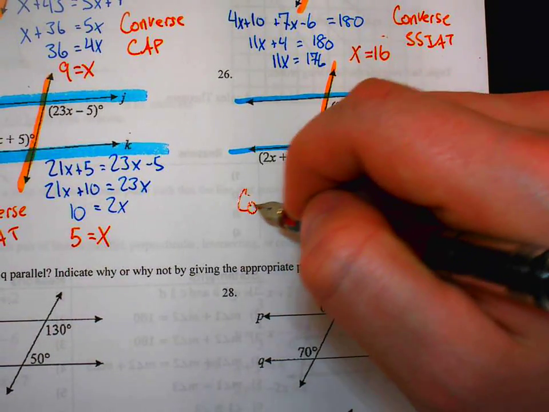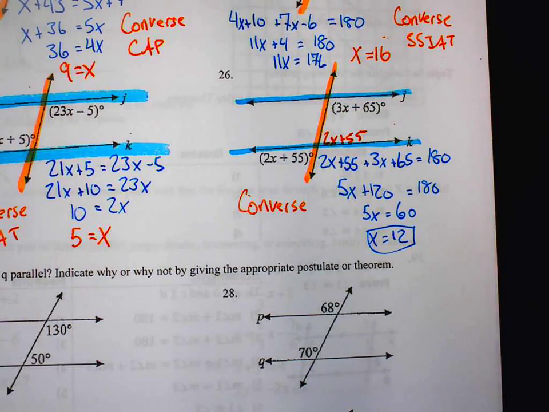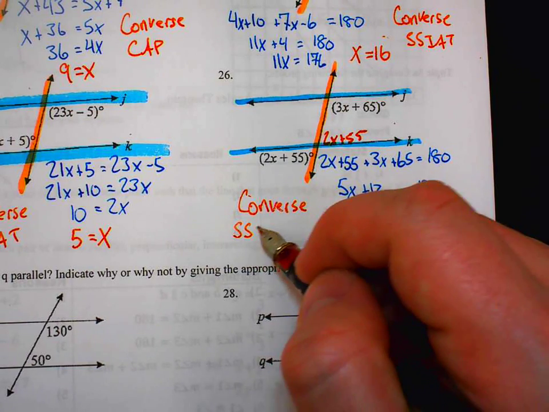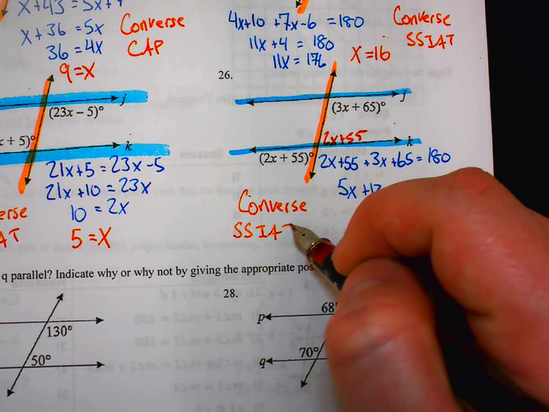For my justification, because we haven't really given a name to this, I'm just going to call this converse, and then because we moved this over, we could say same side interior angles. That's good enough for me.